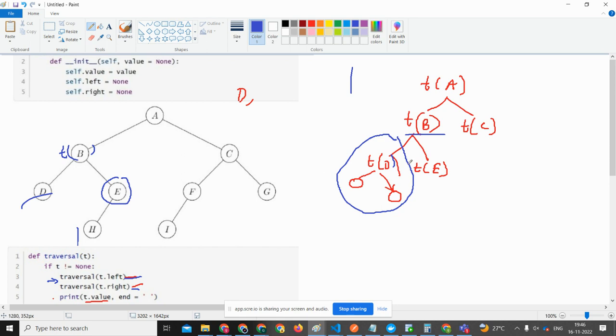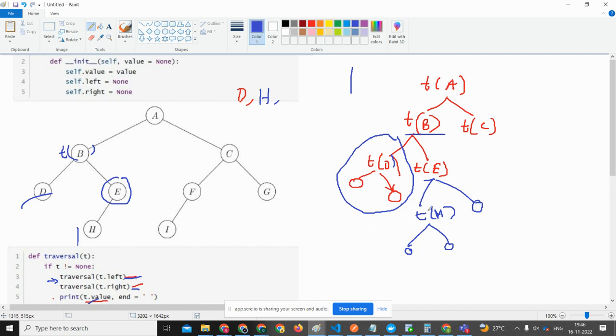So you're coming to the traversal of E. And for traversal of E, you're supposed to do left and right. On the left, you have something which is t of H. On the right, you have empty. You don't have anything. None. Since you have something on the left, you go and do the traversal of this. None, none. So which means what will get printed? H. Very good.